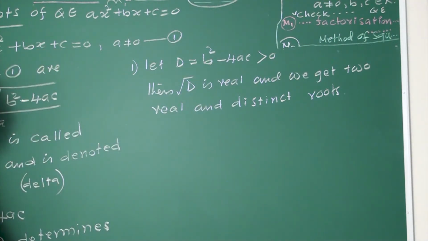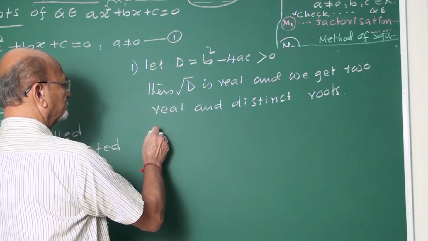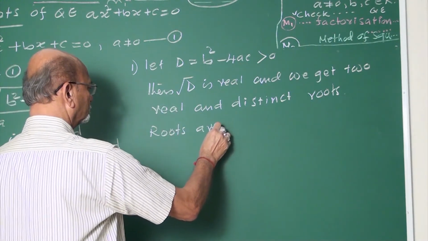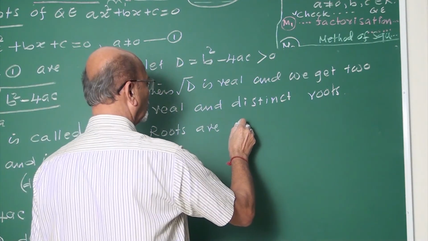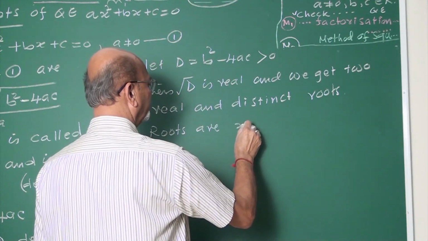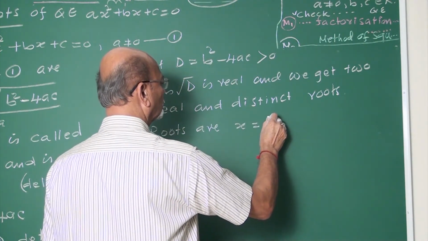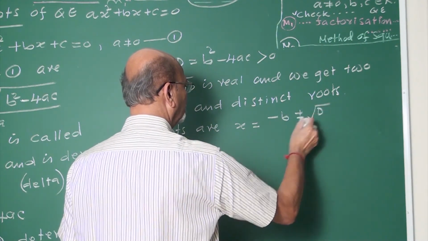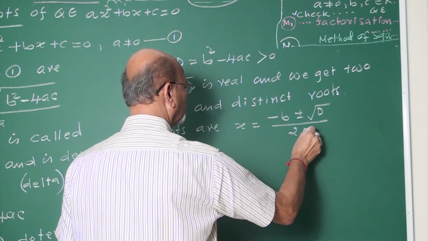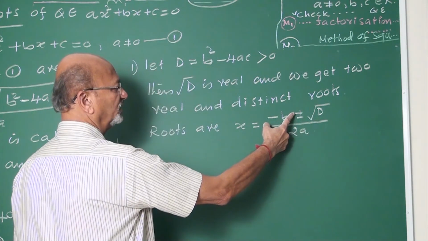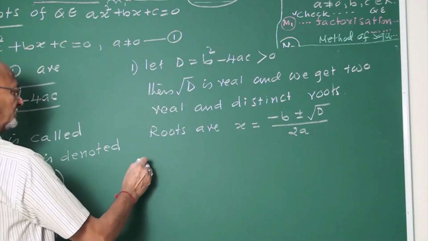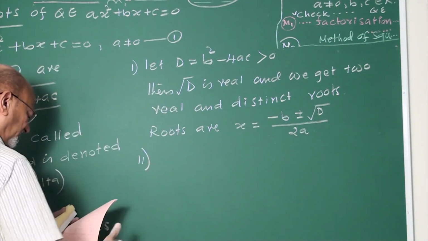And we get two real and distinct roots. The roots are x equal to minus b plus minus square root d divided by 2a. Then what are the roots? One is with the plus sign, another is with the minus sign. This is the first case.